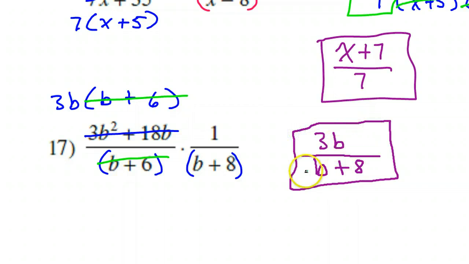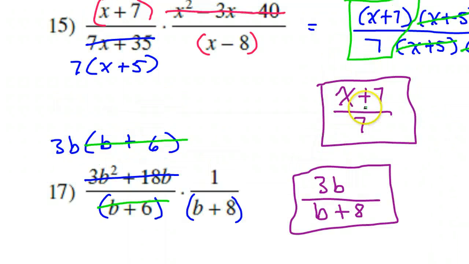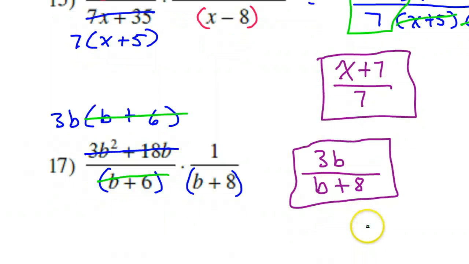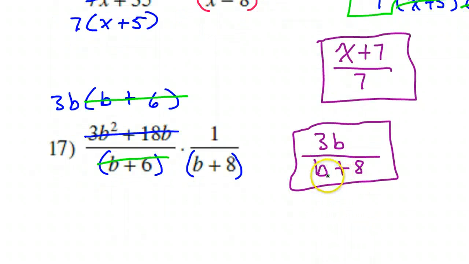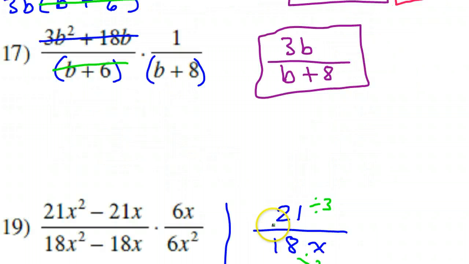Notice that I cannot cancel out these b's. Oh, I should have emphasized it on number 15 as well. Notice I cannot cancel out these 7's. They're connected by addition. And you can only cancel out things that are connected by multiplication, not addition or subtraction. So leave those b's alone. Leave those 7's alone. And don't forget about your restrictions.